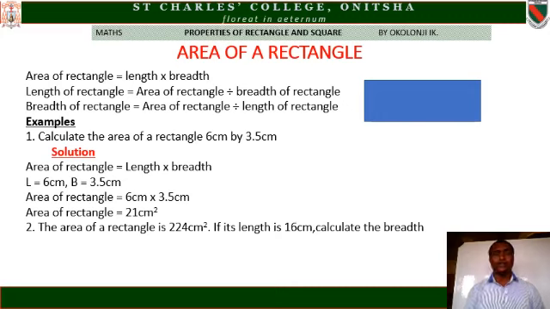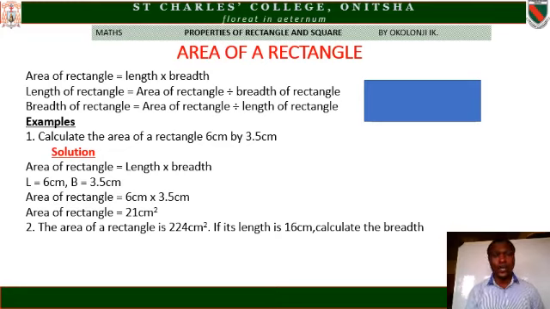For you to find the area of a rectangle, the formula for finding area of a rectangle is equal to length times breadth. Also, you might be asked to find the length of a rectangle. The formula for finding length of a rectangle is equal to area of a rectangle divided by breadth of a rectangle.